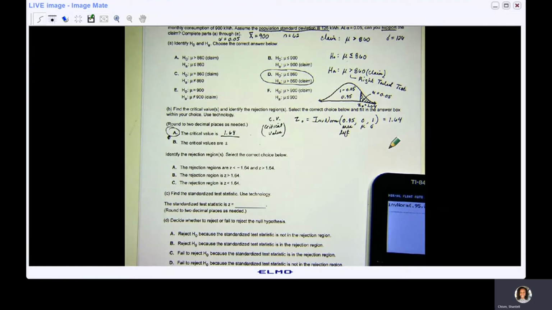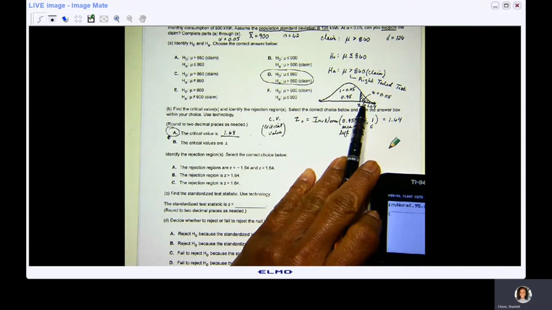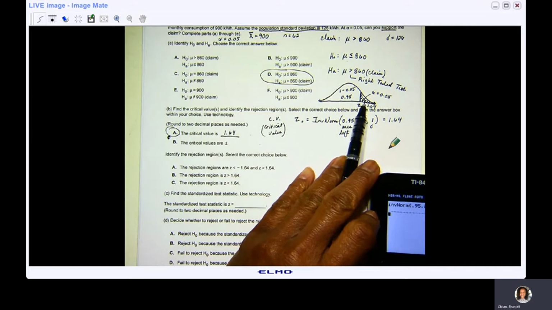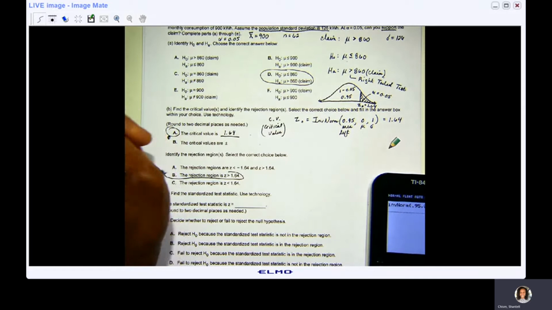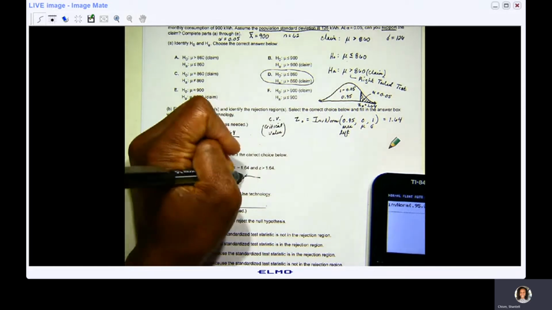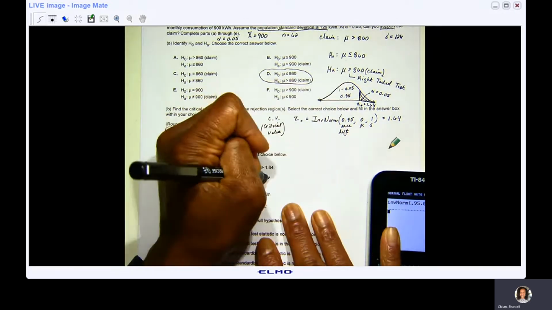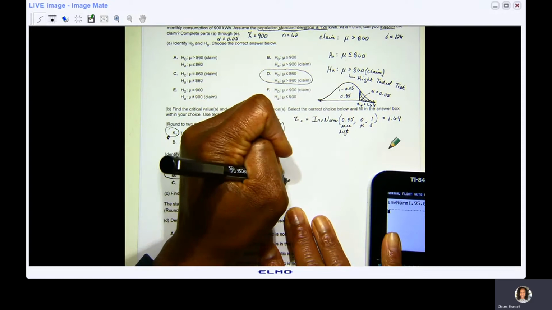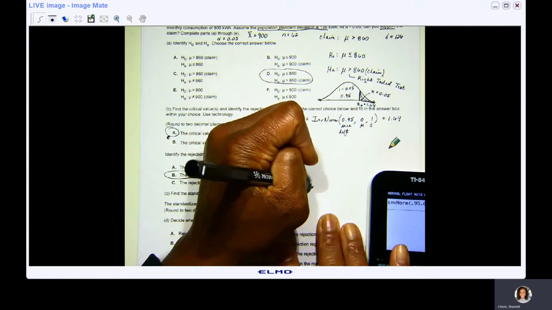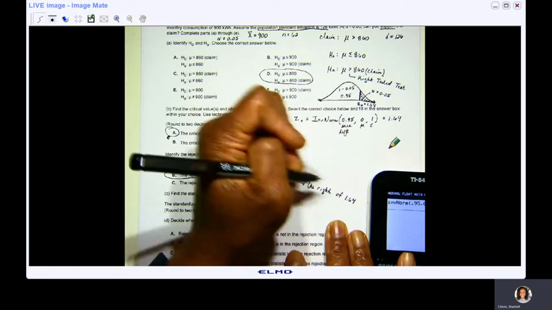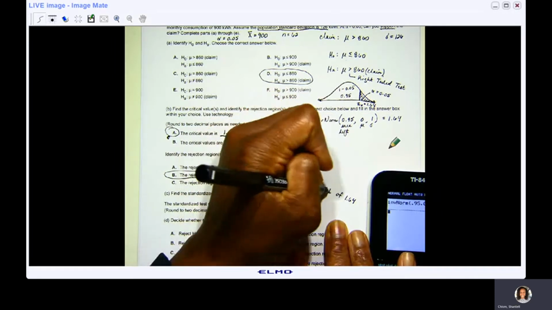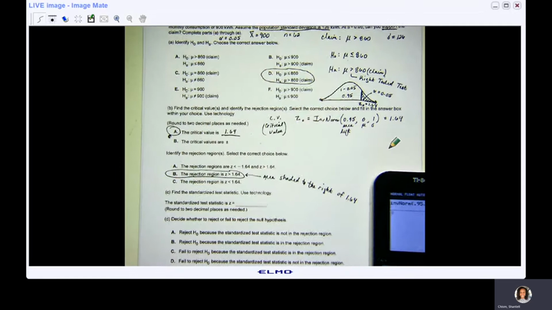Okay? So our rejection region would be the area to the right of 1.64, the area greater than 1.64. So the rejection region would be Z is greater than 1.64. It would be B. And we say greater than because that is the area shaded to the right of 1.64. Okay, so make sure you understand that.